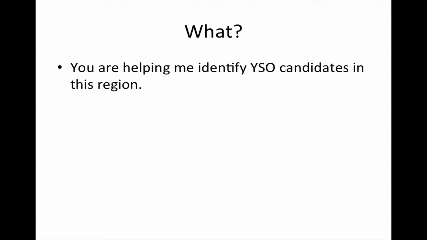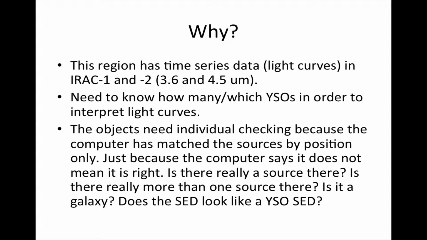So what are we doing? You're helping me identify YSO candidates in this region, IC 1396. Why? Well, I have time series data. In other words, I've watched this part of the sky many times over 40 days, and I can see how the objects change brightness with time in two bands, IRAC1 and IRAC2, which is roughly 3.5 and 4.5 microns. In order to interpret these light curves, I need to know which ones are young. I need to know if the thing that I'm seeing varying is a quasar or a young star. I need to know if it's a galaxy or if it's not a galaxy.